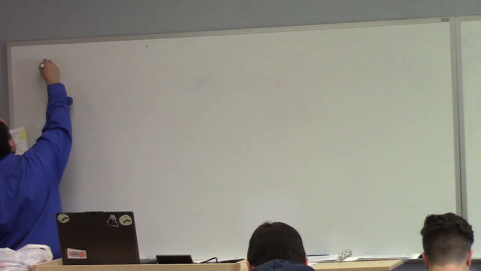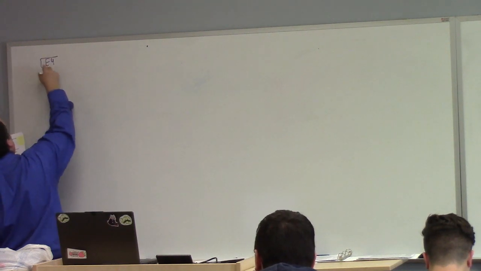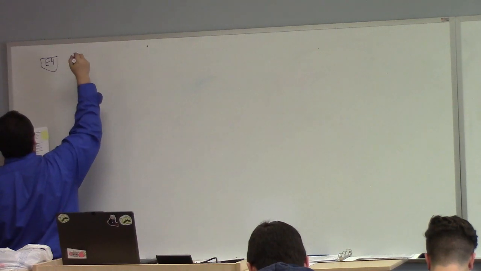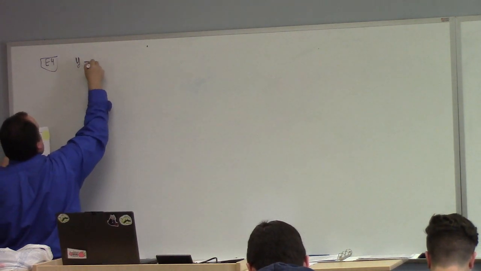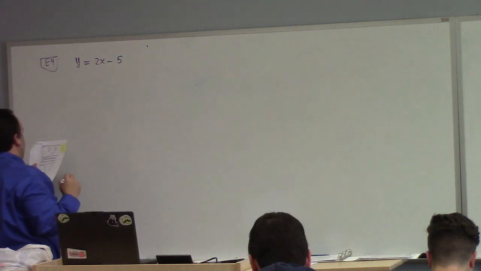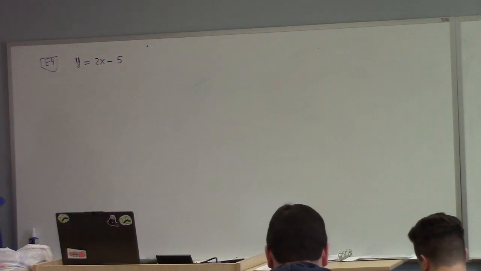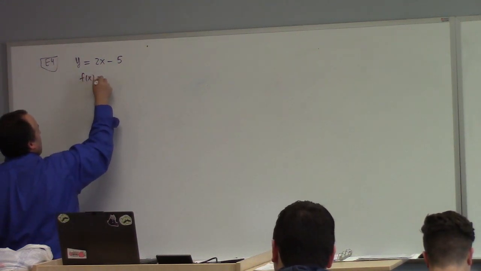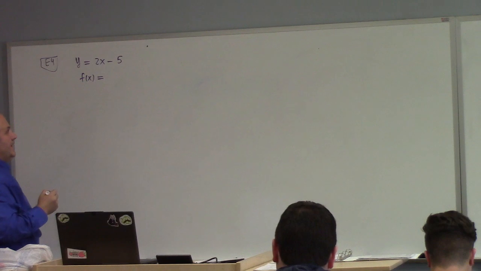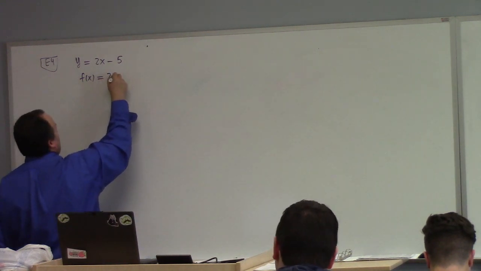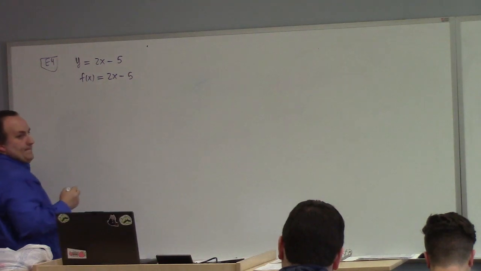So, example 4. This is pretty simple. Suppose we have y equals 2x minus 5. Can you identify the function and give the domain and range? So I identify the function. We have f of x equals what? Equals 2x minus 5. Very good. y is the same as f of x.